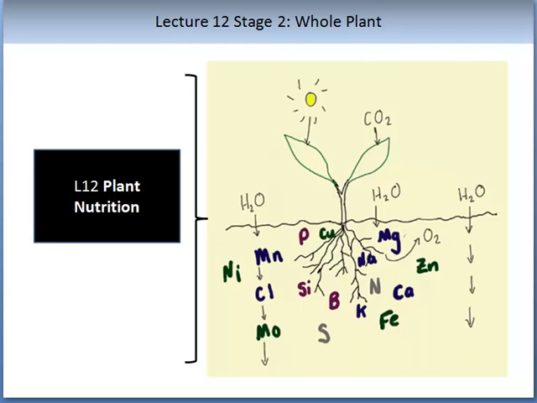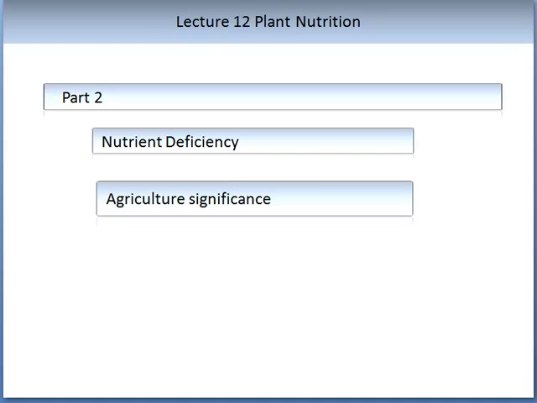This lecture is part of Stage 2. In Stage 1 in this subject, we were learning about plant physiological concepts by taking a virtual tour through the plant. In Stage 2, we will learn in detail about important topics. Plant nutrition is a very important topic in successfully managing the growth and development of plants. In this lecture, we are going to concentrate on two components of plant nutrition. The first is nutrient deficiency, and the second is the significance to agriculture of nutrients, plant health, and nutrient deficiency.